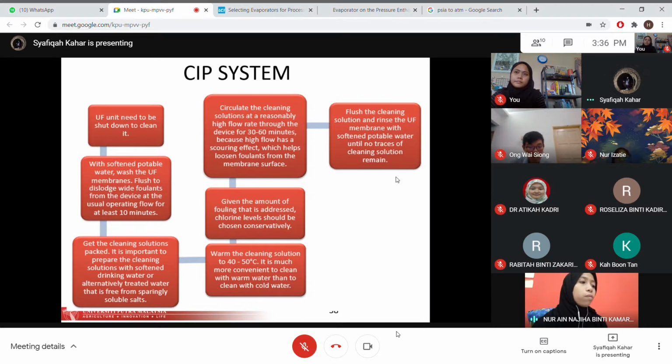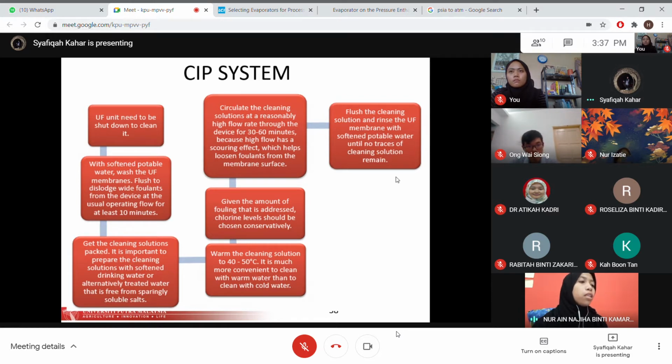It is important to prepare the cleaning solution with softened drinking water or alternatively treated water that is free from sparingly soluble salts. And then we warm the cleaning solution to 40 to 50 degrees Celsius because it is much more convenient to clean with warm water than to clean with cold water.